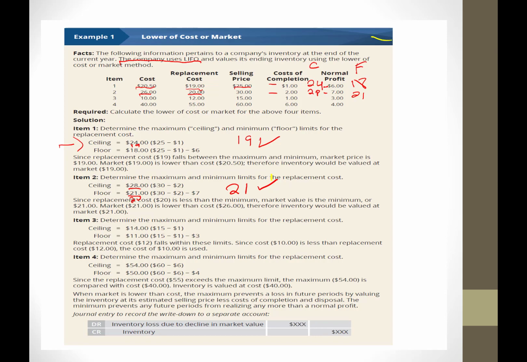So you take that replacement cost, you put it off to the side, you calculate the ceiling, you calculate the floor. If the replacement cost is over the ceiling, use the ceiling. If it's below the floor, like we just did in that problem, use the floor. You then compare that to the cost, and if the cost is lower, keep it at cost. If what we've determined now to be the market, doing this lower of cost or market analysis, is lower, then you write it down to the lower market, right?